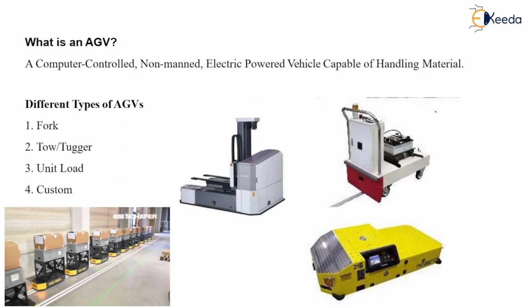Then AGV, that is automated guided vehicle, is for work transport. So that is also shown in this figure. There are different types of AGV: fork, tow or tugger, unit load and custom. We are not going to discuss these in more detail here because this is a part of computer integrated manufacturing.